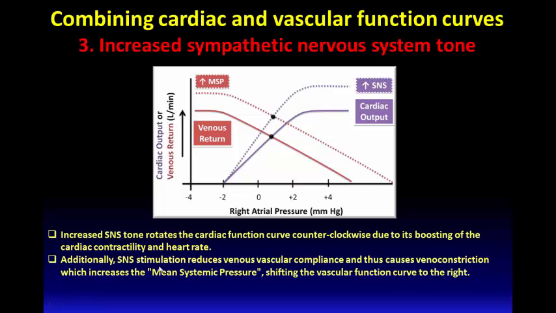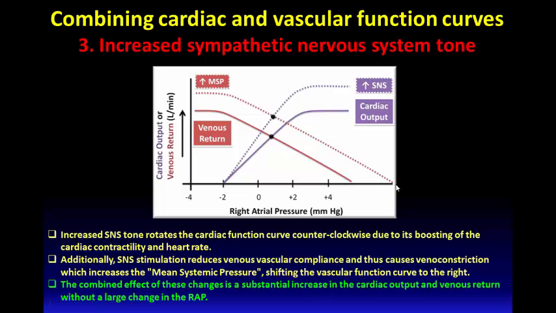Additionally, sympathetic nervous system stimulation reduces the venous capacity, and hence the mean circulatory pressure increases, because with the decreased venous capacity, the unstressed volume decreases and the stressed volume increases, and hence the mean circulatory pressure increases, and as a result the venous return curve, the vascular function curve, is shifted to the right, along with its intersection point at the x-axis, indicating an increase in the mean circulatory pressure.